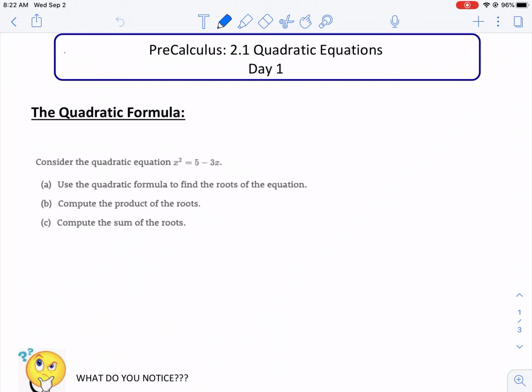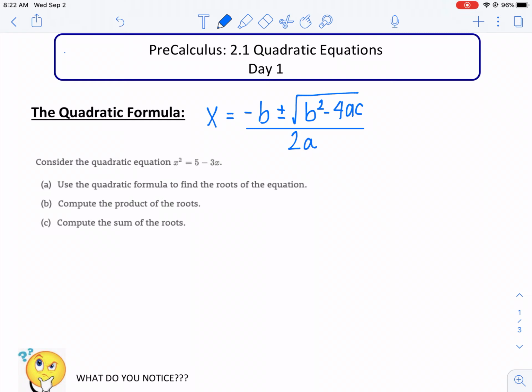Welcome to chapter 2.1 about quadratic equations. So a little review to start. The quadratic formula, hopefully you know, but it's x equals negative b plus or minus square root b squared minus 4 times a times c, and everything is over 2a.